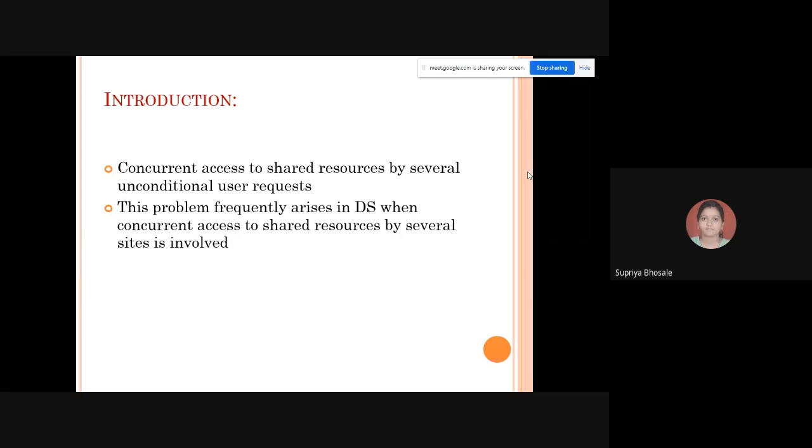So concurrent access to shared resources means what? That one after the other you have to give access to such shared resources.